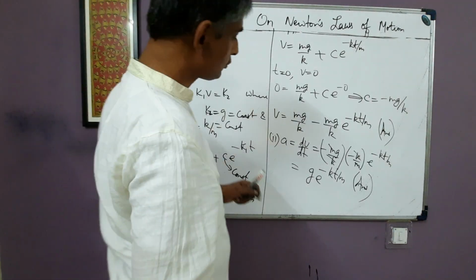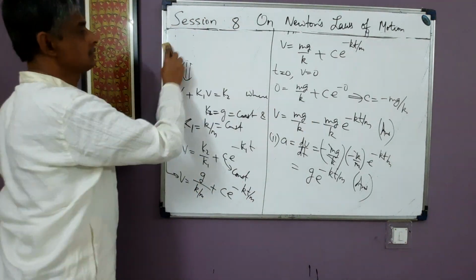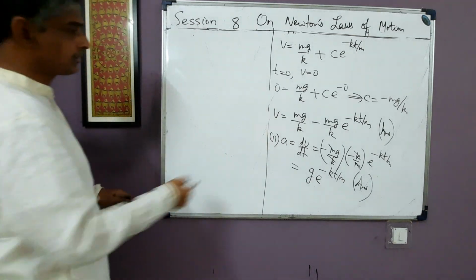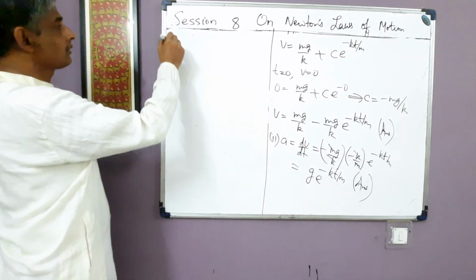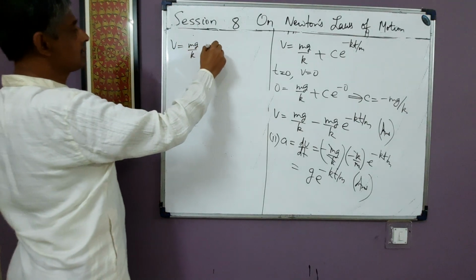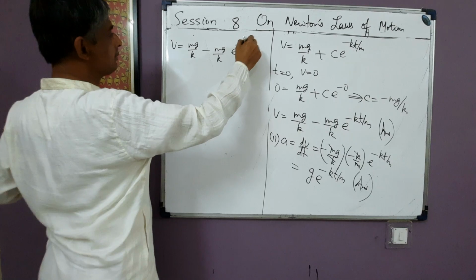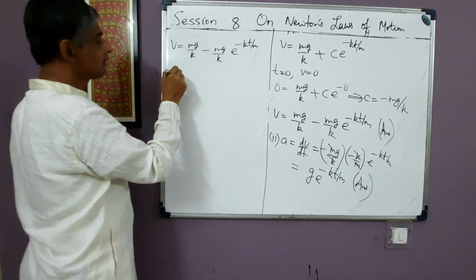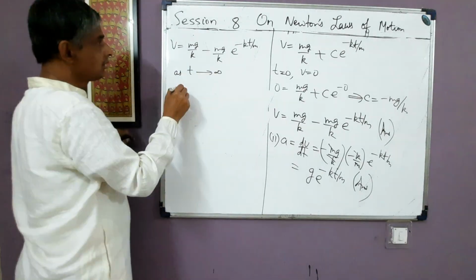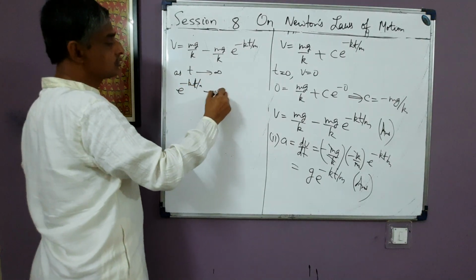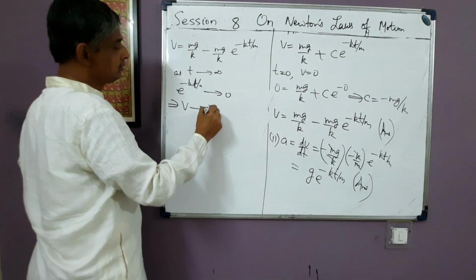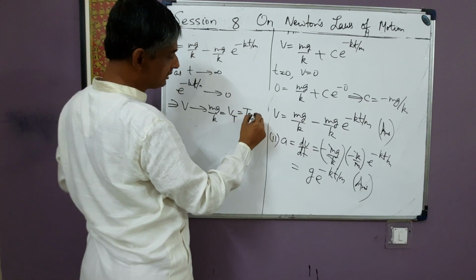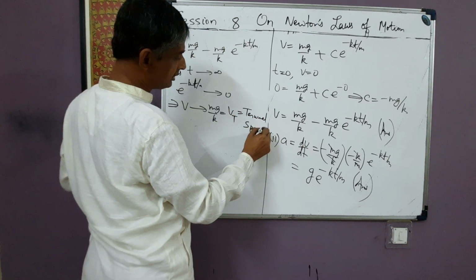And lastly, we are asked to draw the v-t graph. See, I write down the expression for v which I obtained here. v is equal to mg by k minus mg by k e power minus kt by m. Now you see, at time 0 v is 0. As t tends to infinity, e power minus kt by m tends to 0. That means v tends to mg by k. This we will call Vt, say capital T. It is called the terminal speed. This is the terminal speed of the particle.